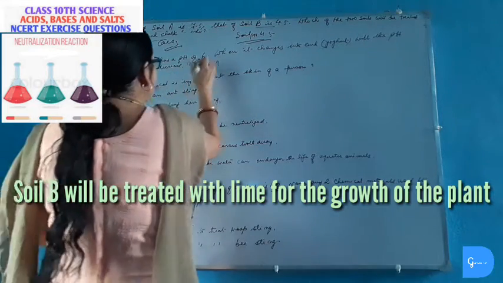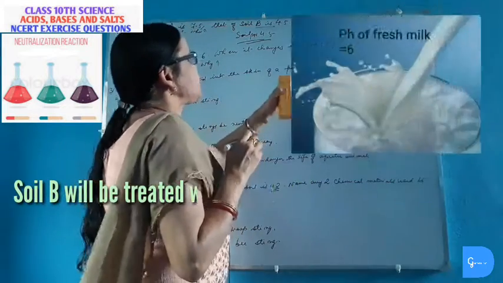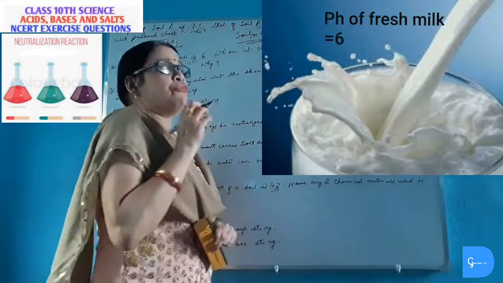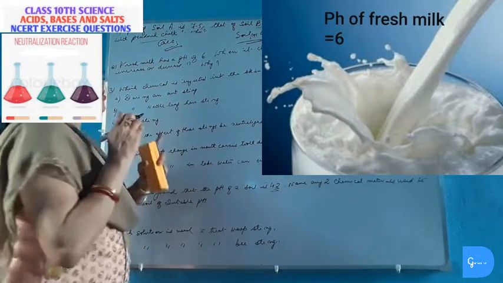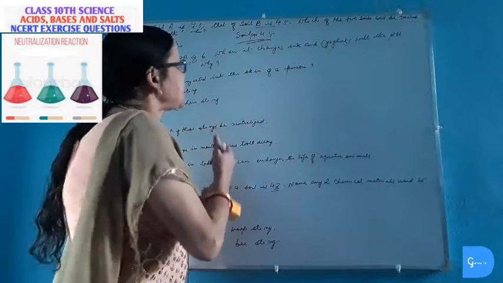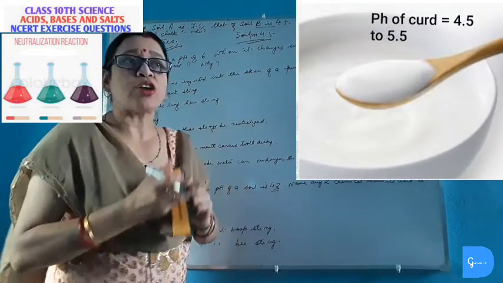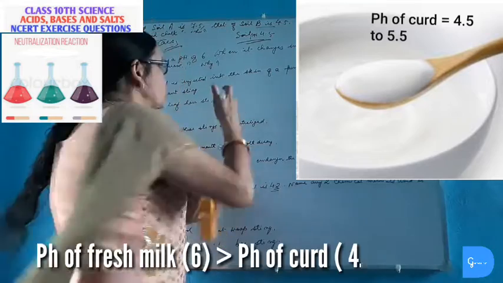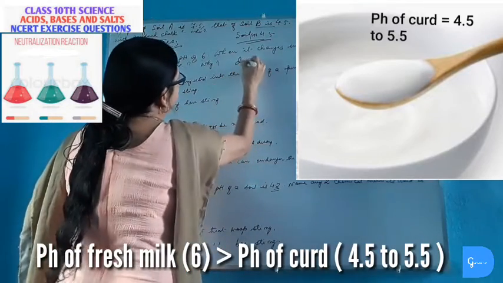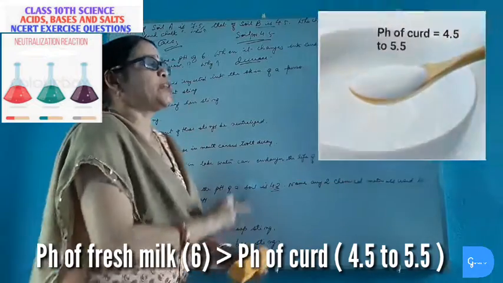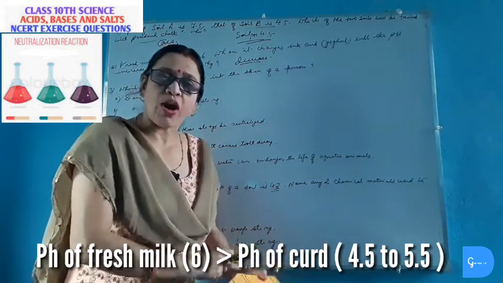Fresh milk has a pH of 6. When it changes into curd, will the pH increase or decrease? When the milk is converted into curd or yogurt, its pH will decrease because lactic acid is formed and acid has lower pH. pH of curd will decrease. Thus, we can see that pH of curd is lower than that of fresh milk.